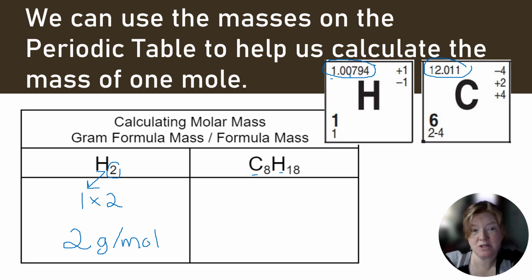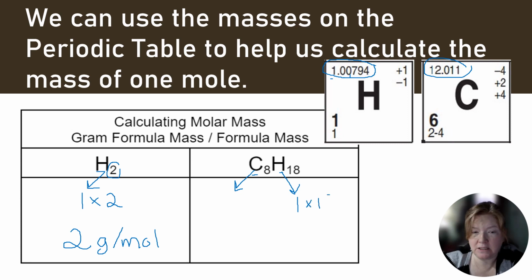All right, now let's do this one. Now we have 2 different elements. So we have carbon and we have hydrogen. Well, we already knew that hydrogen's mass is 1, but how many hydrogens do we have now?